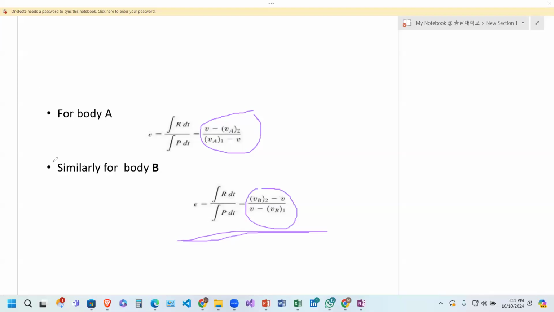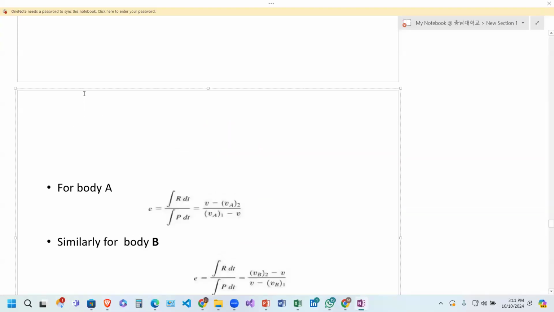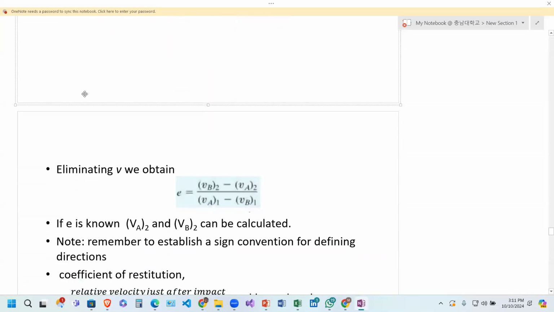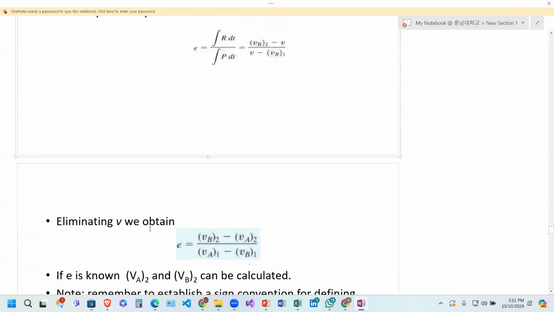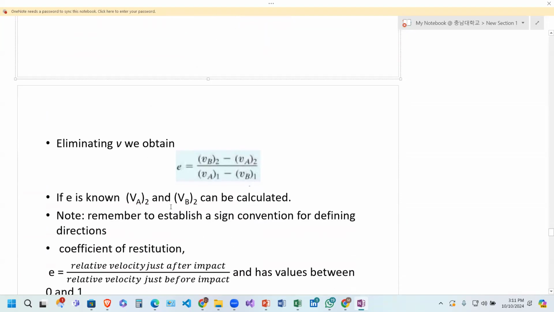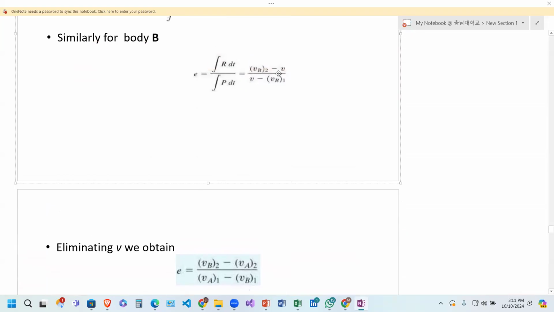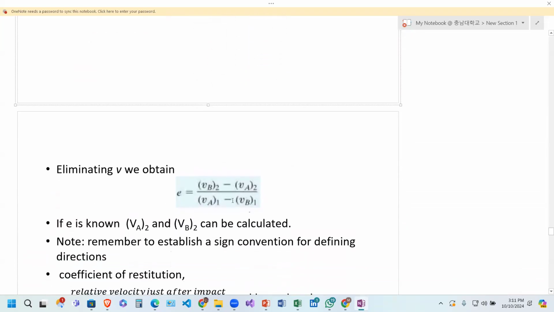Okay, so we've finished our coefficient of restitution. Let's also try to find V. If we eliminate V from these equations, we obtain e equals V_B minus V_A over V_A minus V_B: the final velocity of particle B minus the final velocity of particle A, over the initial velocity of particle A minus the initial velocity of particle B.